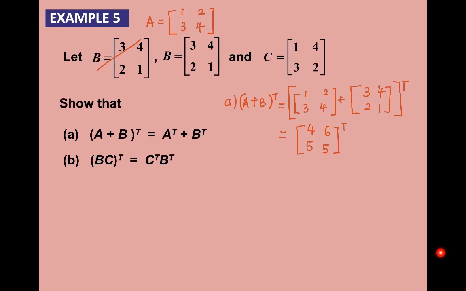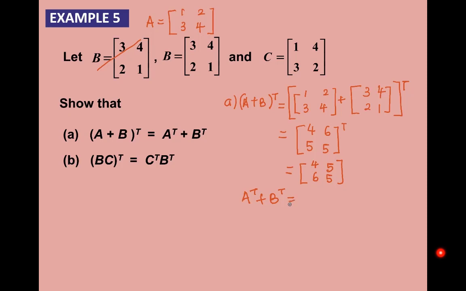Okay, so when we transpose [4, 6; 5, 5], the row 4, 6 becomes the column. Same goes for 5, 5. So this is the answer for (A + B) transpose. Now let's try to find A transpose plus B transpose.